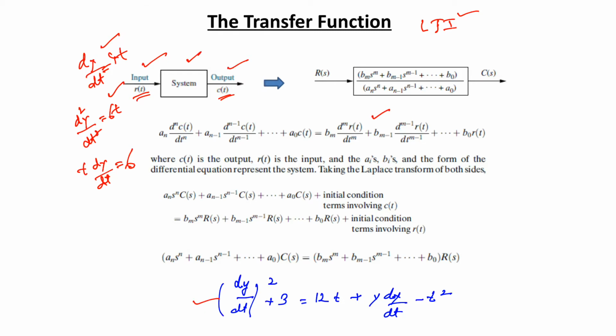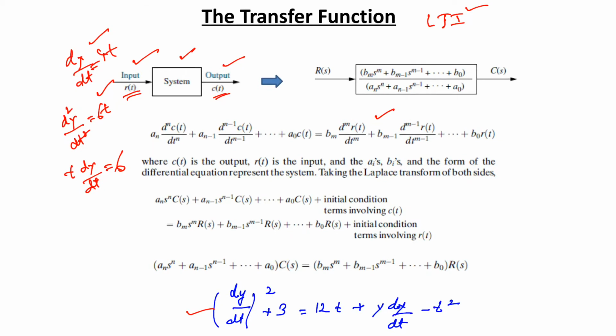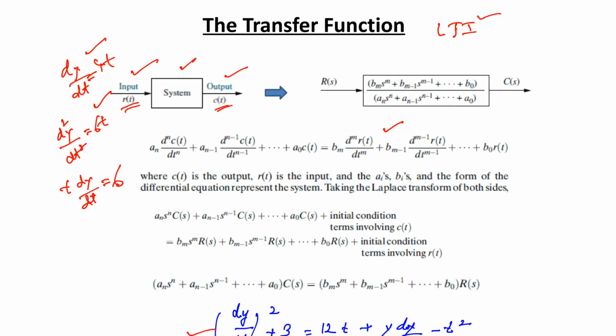Now let us suppose that in the first case we gave the input as f(t) and we get the output as y(t). If the system is time invariant, then if the input is time shifted, f(t minus 6), the result would be y(t minus 6). So it is a linear time invariant equation.